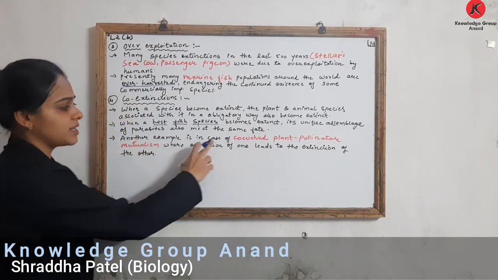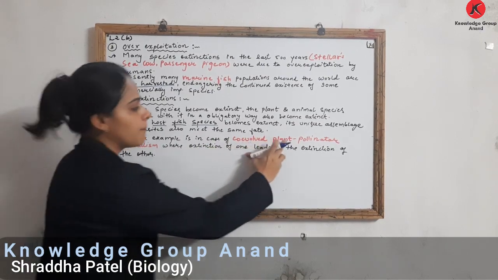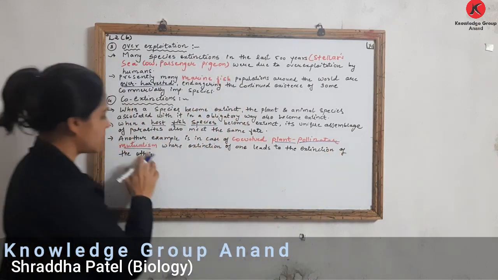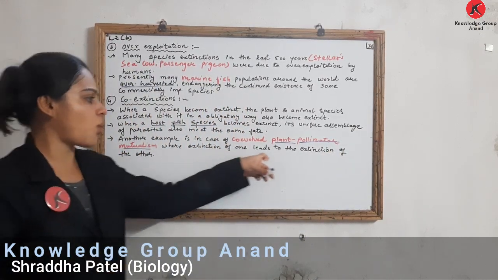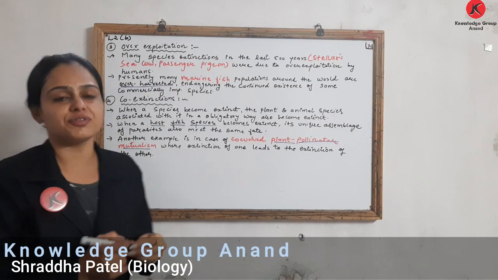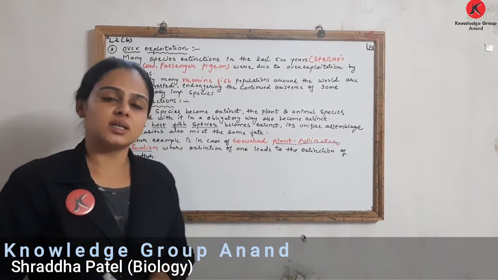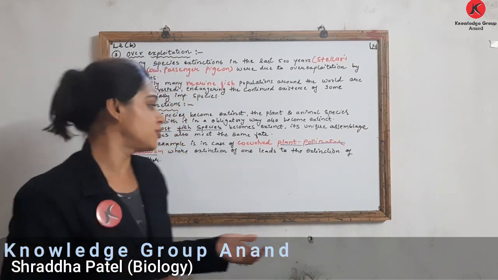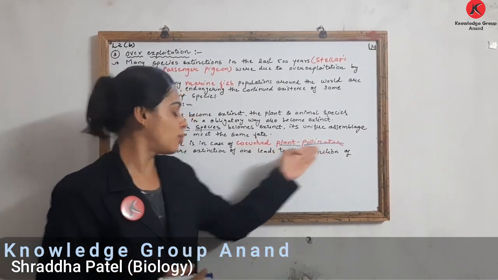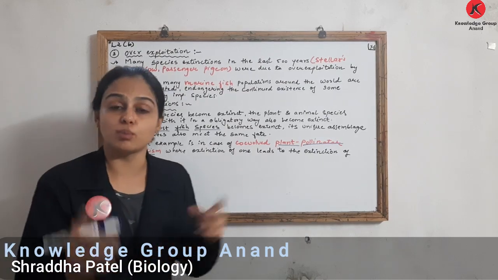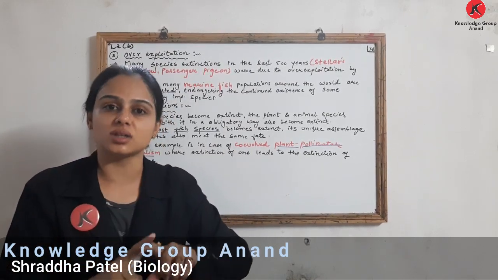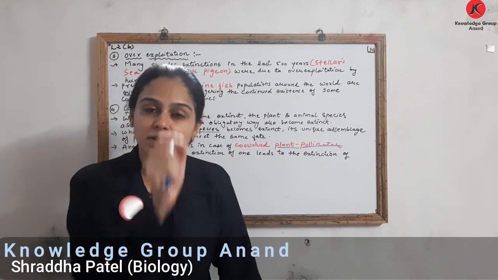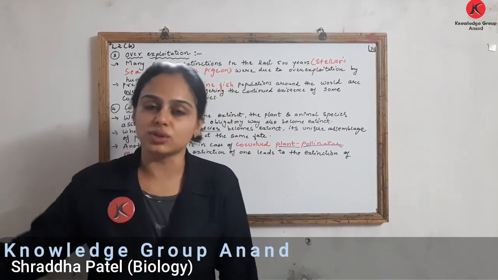And another example is in case of co-evolved plant pollinator mutualism. Plant pollinator mutualism, where extinction of one leads to extinction of another, as we have seen in case of your yucca moth relationship. Okay, this is a kind of co-evolved plant pollinator mutualism. Both are dependent on each other. If one species becomes extinct, then slowly the other species will also keep becoming extinct.